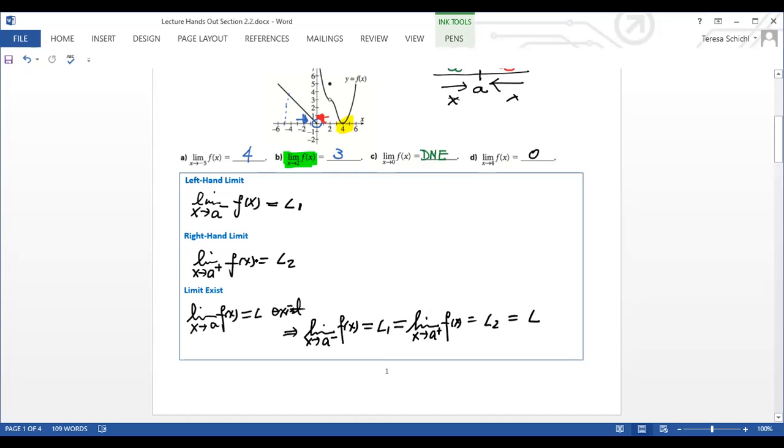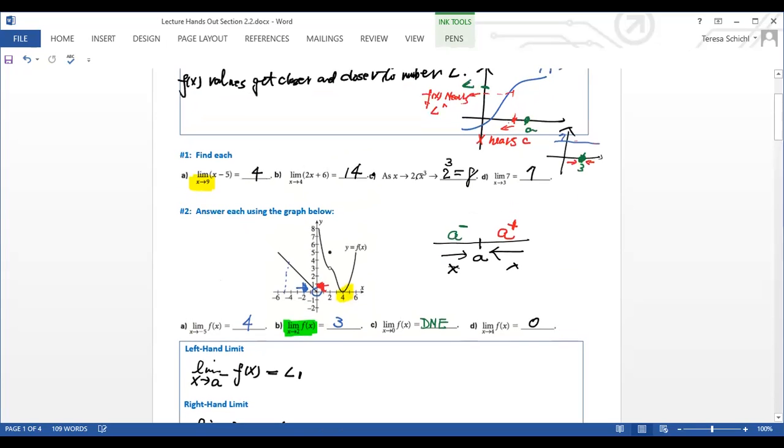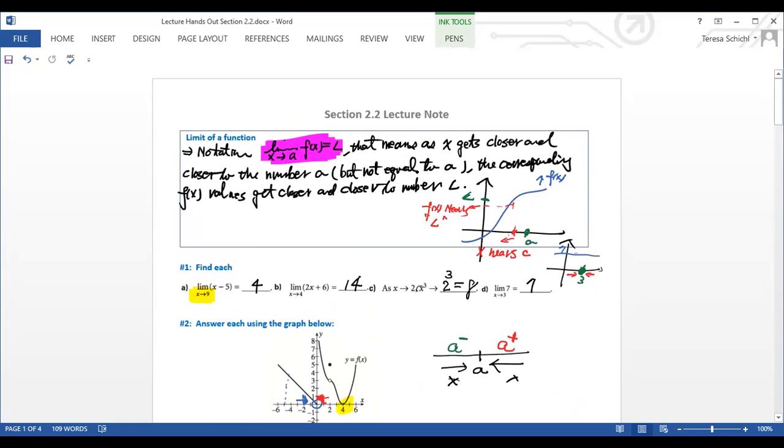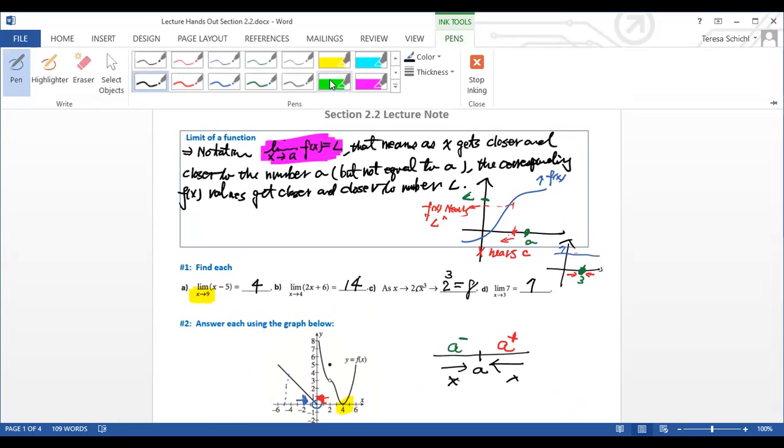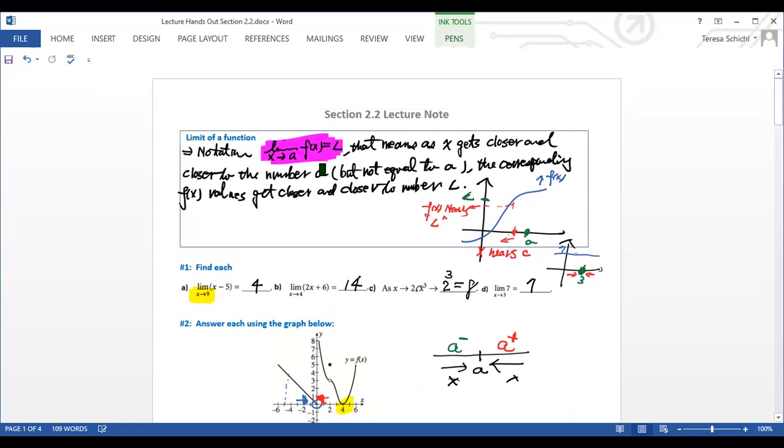If you look from the left-hand side, and you look from the right-hand side, they both approach the same limit here, as we defined. So this is very important. We say the limit here is getting closer and closer to the number A, but not equal. All right, so this is very important.